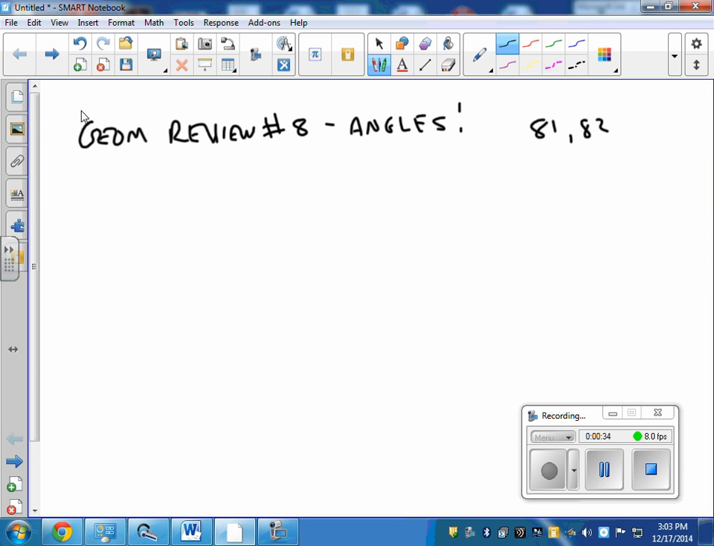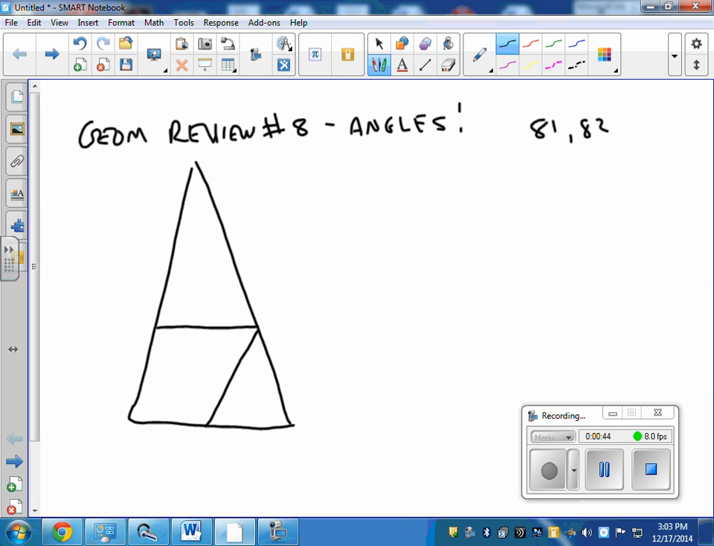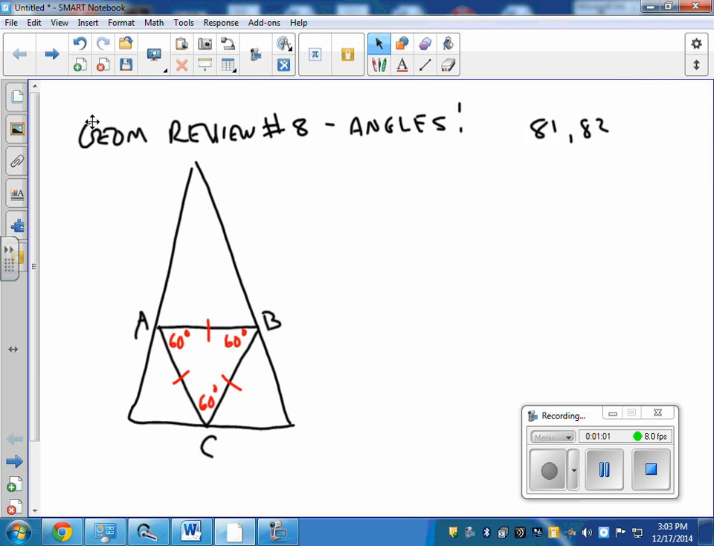Okay, so in this picture we have a fairly large picture of a triangle, and we're told that inside we have an equilateral triangle, ABC. Let me mark that: 3 equal sides, and we know we have 3 equal angles. All equilateral triangles are also equiangular. We also know AB is parallel to DE.